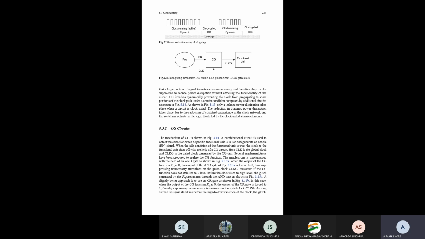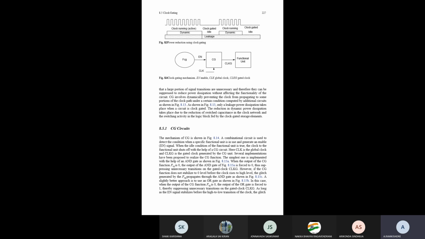So in figure 8.14, we have the functional gating signal. FG is the functional gating signal, CG is the clock gating block, and another one is the functional unit. This functional gating signal develops the enable signal, and for the clock gating we give the clock signal. From the output of the CG circuit, we get the clock gating signal. This clock gating signal will control the whole operation of the functional unit.